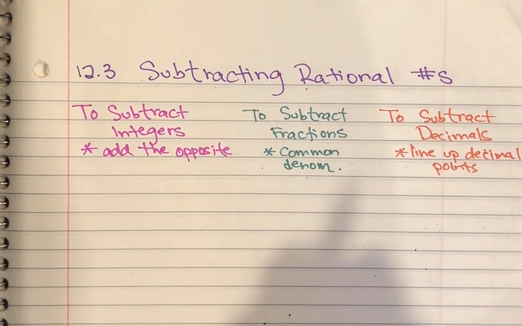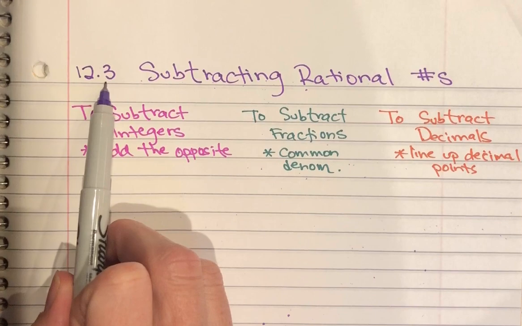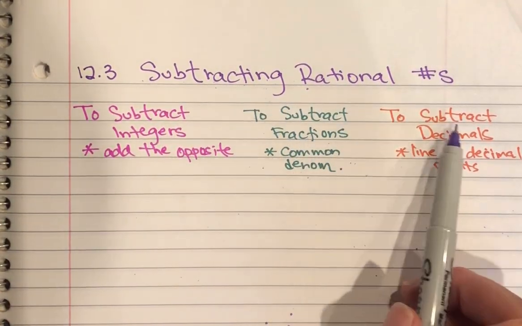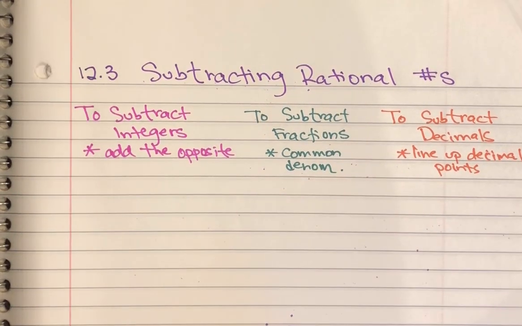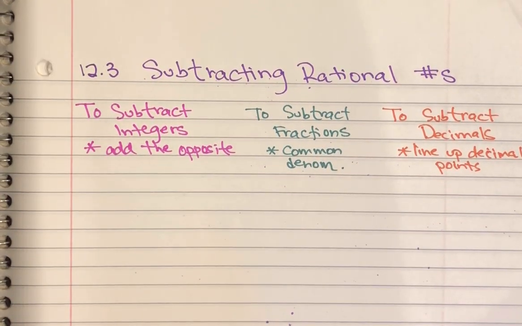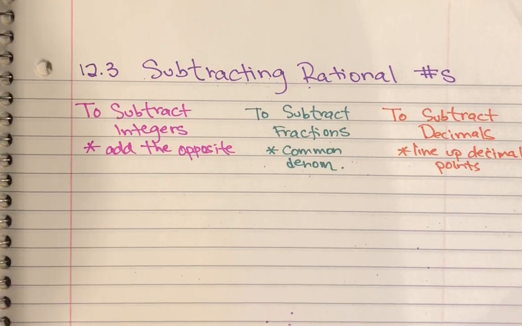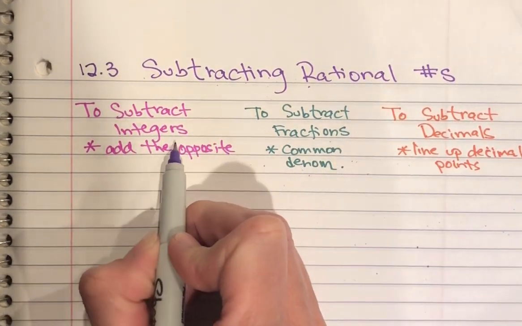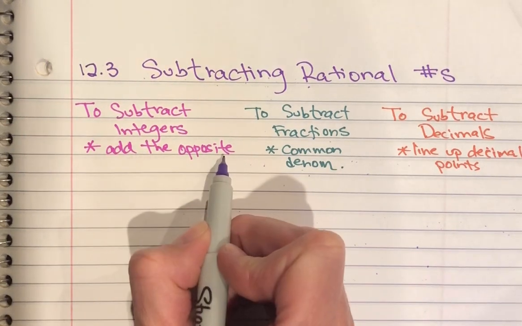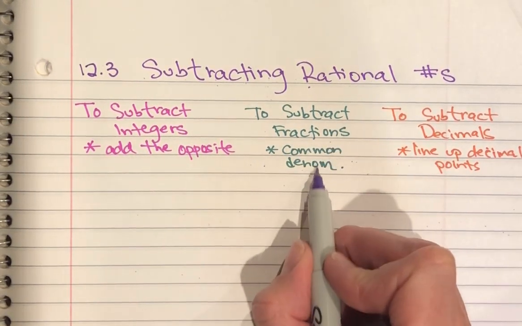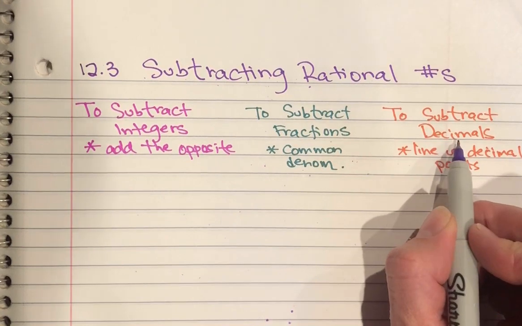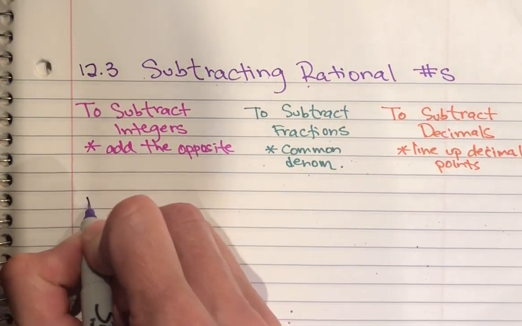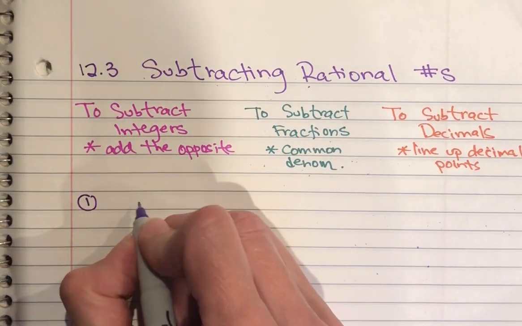Okay, in today's lesson, the first thing we're going to start with is 12.3, subtracting rational numbers. You notice I already have 3 reminders written up here for you, so if you want to push pause and take a second to copy those, that might be a good idea. Okay, here we go. So we need to remember that when we subtract integers, we actually add the opposite. For fractions, we need a common denominator, and when we're working with decimals, we need to make sure those decimal points are lined up. Let's try a couple together.